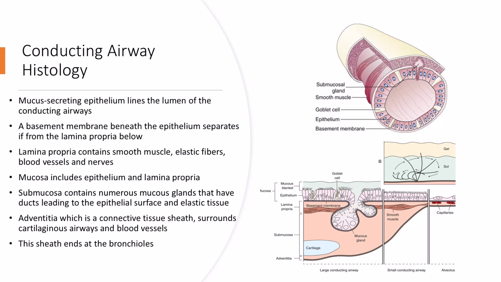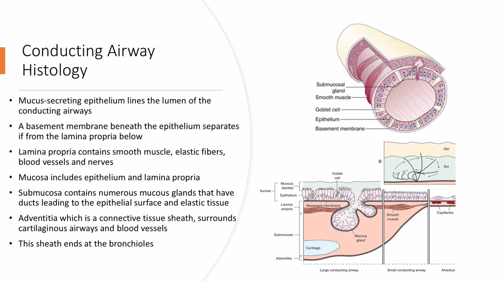Conducting airway histology. A mucus-secreting epithelium, the mucosa, lines the lumen of the conducting airways. A basement membrane beneath the epithelium separates it from the lamina propria below, which contains smooth muscle, elastic fibers, blood vessels, and nerves. The epithelium and lamina propria constitute the respiratory mucosa.